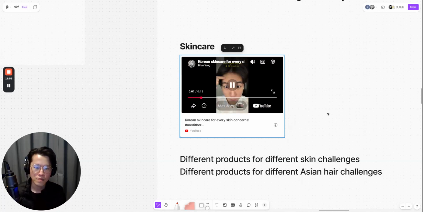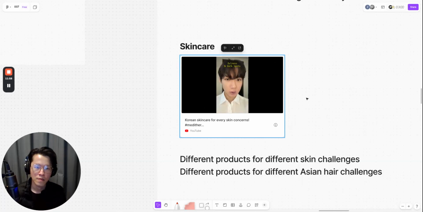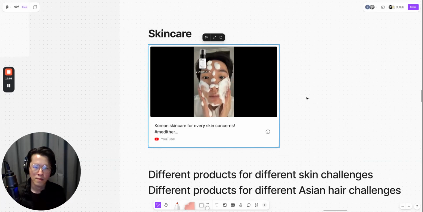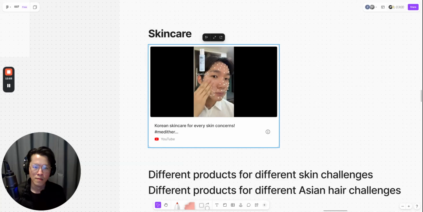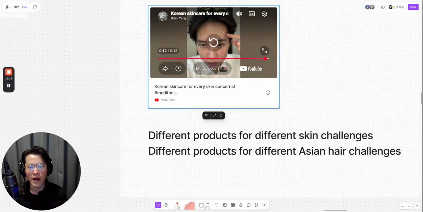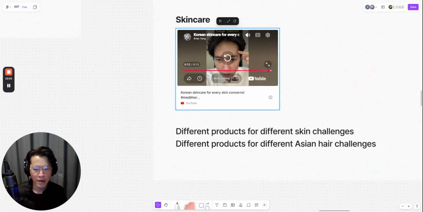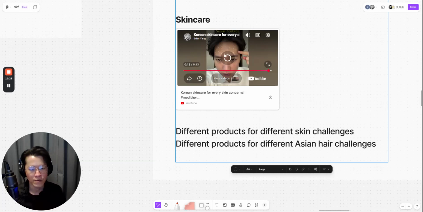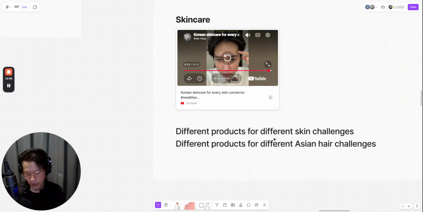Remember, enlarged pores and wrinkles, retinol. Dullness and dark spots, vitamin C. Sebum control, squalane. Dehydrated skin, hyaluronic acid. All right, so that one's quite short, but it's basically doing this problem and solution succession, rapid-fire type of organic format. So from that, the angle in this case is different products for different skin challenges, and we can say different products for different Asian hair challenges, and that would be quite easy for us to produce.